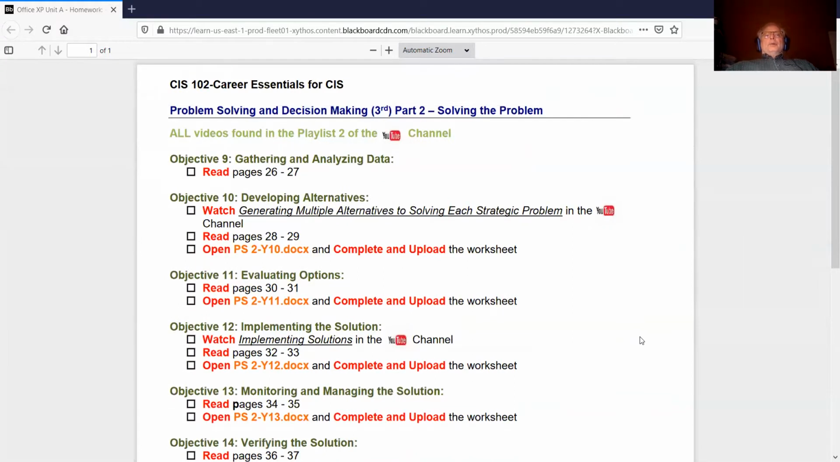Here's the fact sheet for part two. As you can see, first is gathering and analyzing data. Now, what do we mean by data? A lot of times people think of data as numbers. Well, that is absolutely true. Data is certainly numbers, but data can also be facts, ideas, symptoms, or concerns. It's not just related to numbers. It is anything that relates to what your end result might be.